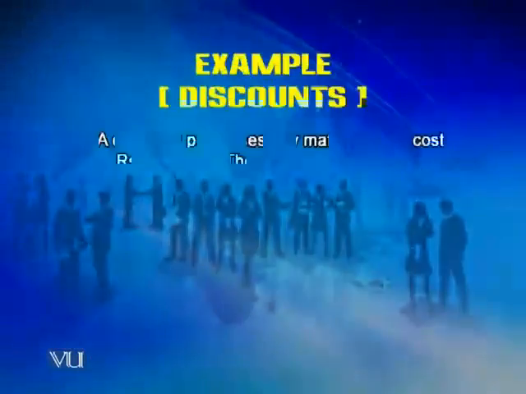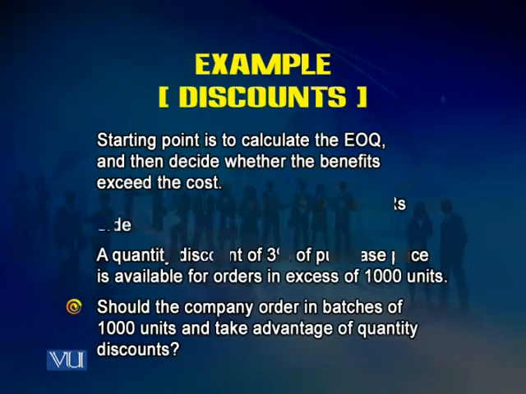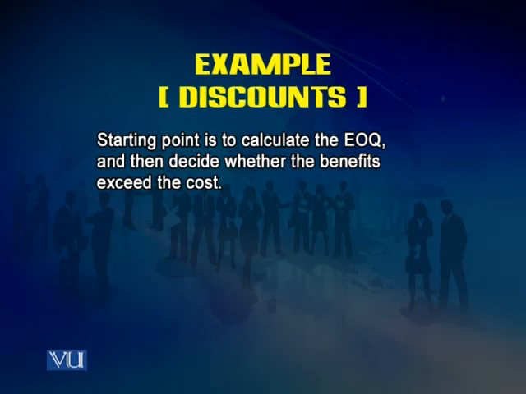Assuming the information given in the question, we can apply the formula, insert the amounts into the formula, and arrive at the EOQ. Should the company order in batches of 1,000 units and take advantage of the quantity discounts? The starting point is to calculate the EOQ and then decide whether the benefits exceed the cost.